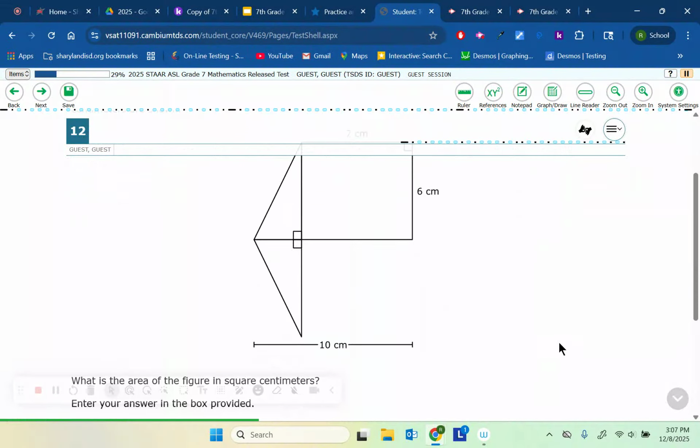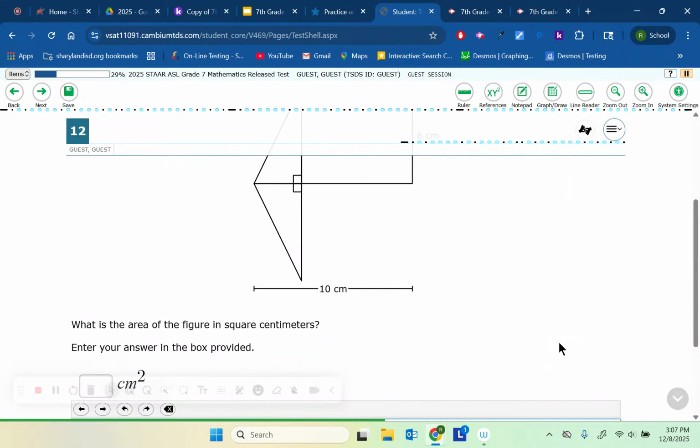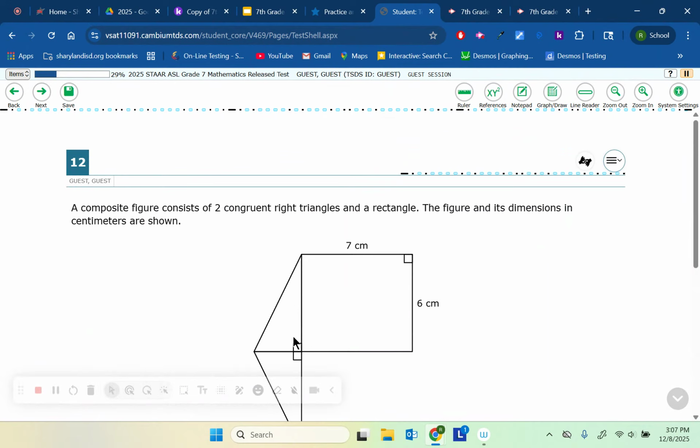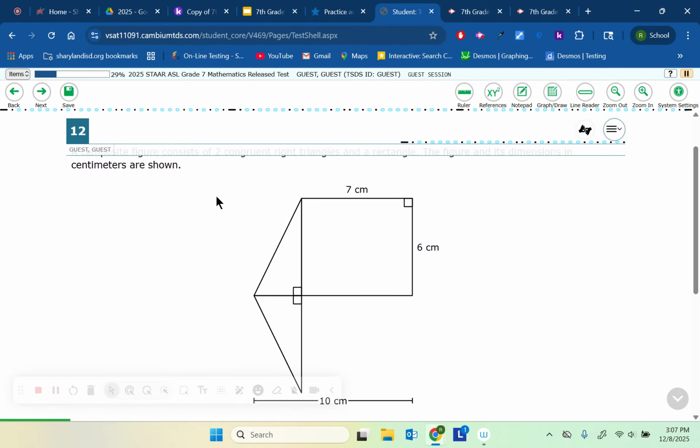Okay, so it wants to know what is the area of the figure in square centimeters, and I'm assuming then it's just these two triangles and the square or the rectangle here. A composite figure consists of two congruent right triangles. These are my right triangles, and a rectangle. So this is 42. What is the figure and dimensions? Is it centimeters? Okay, good, good.